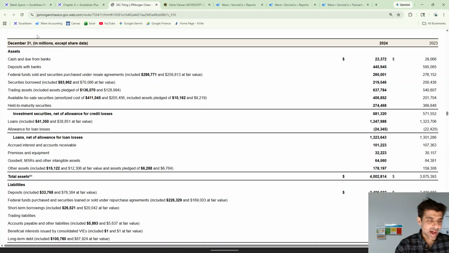Okay, so they have cash due from banks. This is not just, they don't have a line item just for cash because they have sources of cash from different places. So they have cash due from other banks. They have deposits with other banks. So they're both considering these cash or kind of equivalent to cash.